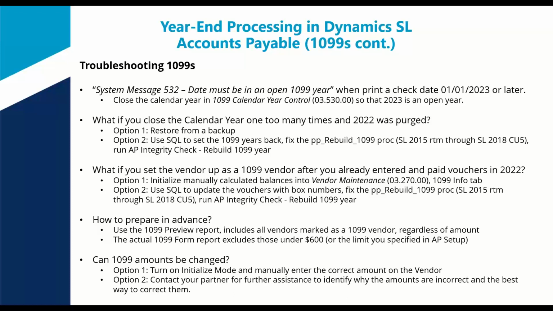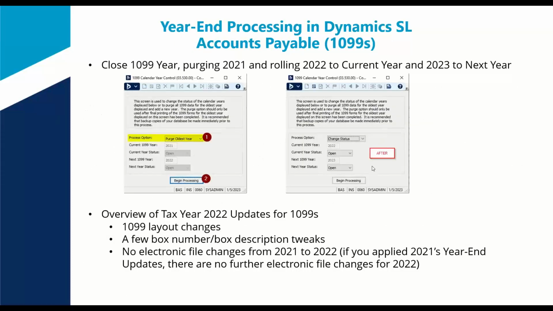But first, one of the things people run into usually during the first week of the year is when they are trying to cut their very first payroll check of 2023. When they put that check date into the AP check screen, they'll receive a system message 532, date must be in an open 1099 year. And that's because they haven't closed the calendar year yet in the 1099 calendar year control. That's these screens here. Okay.